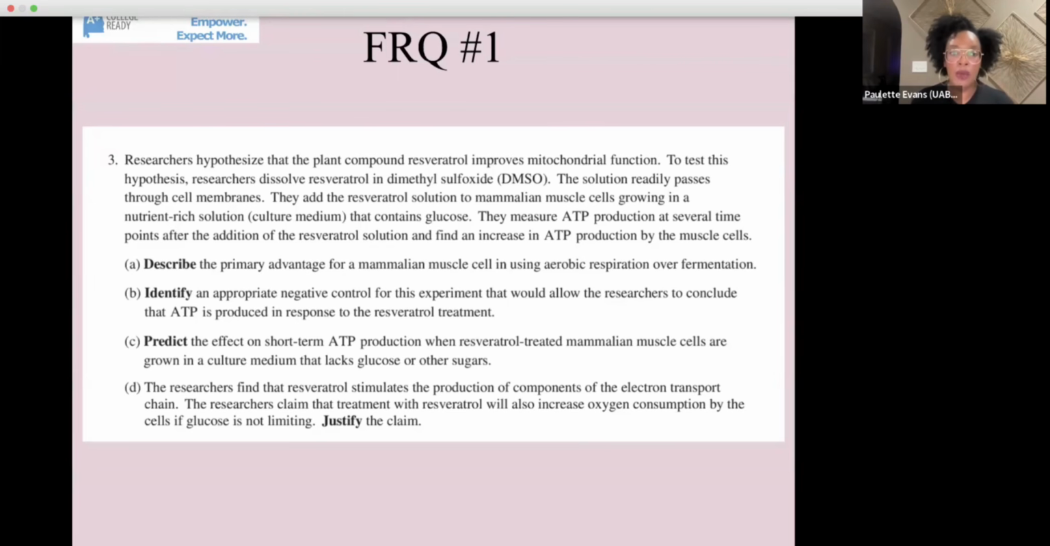And finally, the researchers find that resveratrol stimulates the production of components of the electron transport chain. The researchers claim that treatment with resveratrol will also increase oxygen consumption by the cells if glucose is not limiting. Justify the claim. All right, so for this question, you need to describe, identify, predict, and then justify. Make sure that the answers that you log in Edpuzzle rise to the verb demand that each subpart is requiring. So go ahead, take a couple of minutes, and write out your answer to FRQ 1.